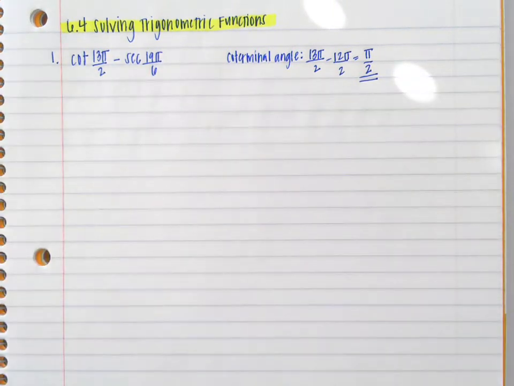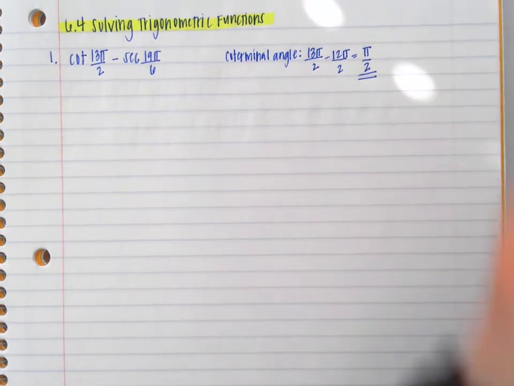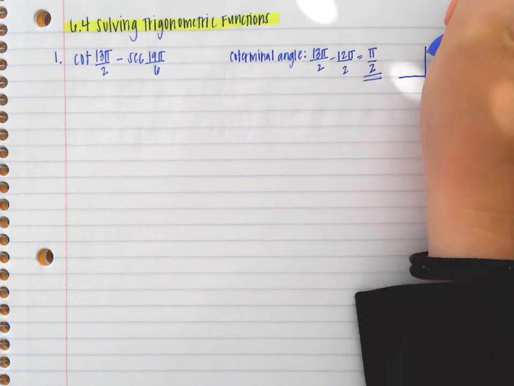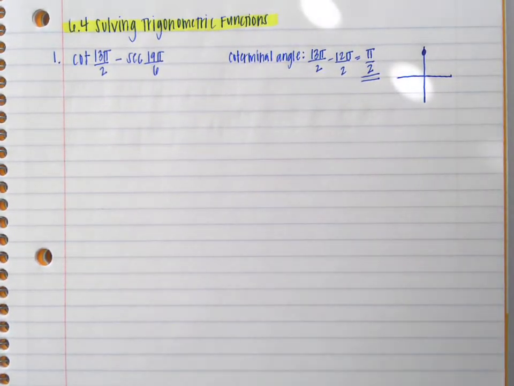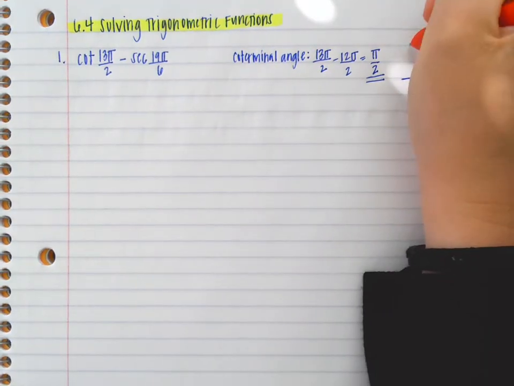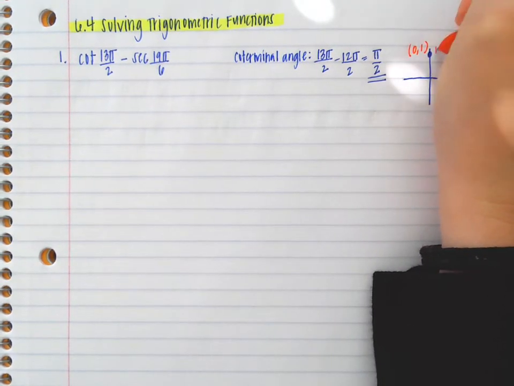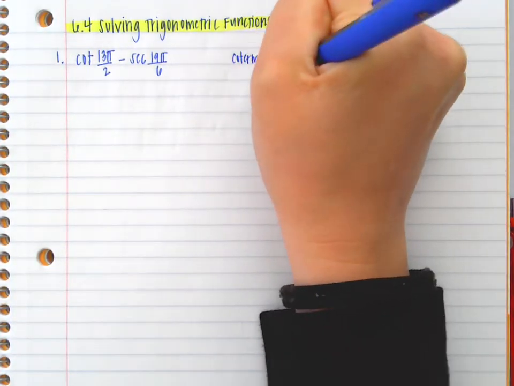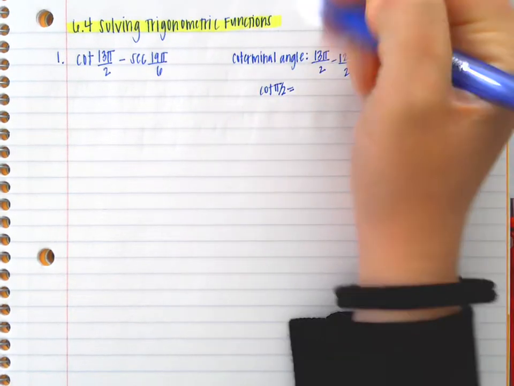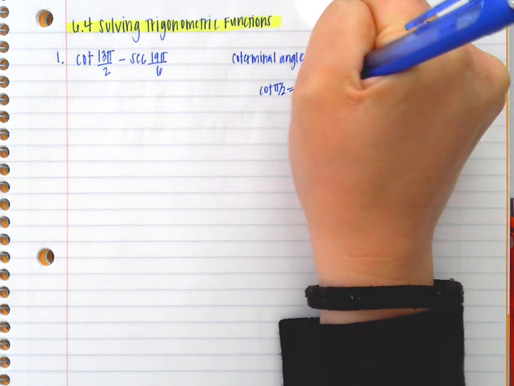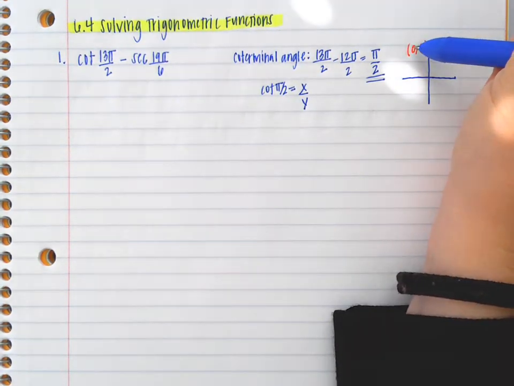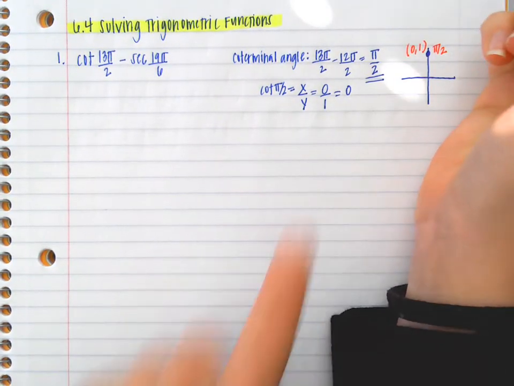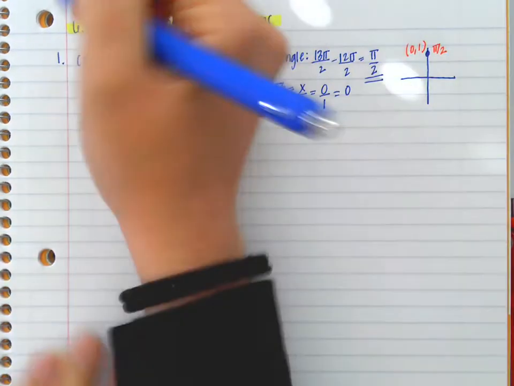So 0 over 1. You'll often see, when I'm doing it on my work, I will draw out the coordinate plane and write it here. And then I remind myself, okay, this point is 0, 1, and this is pi over 2. And I know cotangent of pi over 2 is going to be x over y. And so x over y is 0 over 1, which is just 0. So that means I can take 0 and put it here. It's going to be 0.